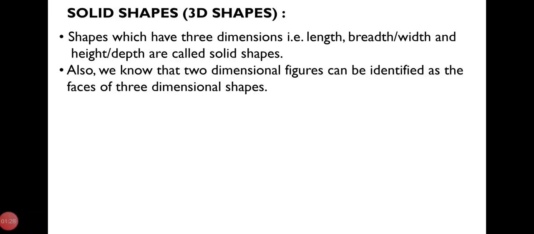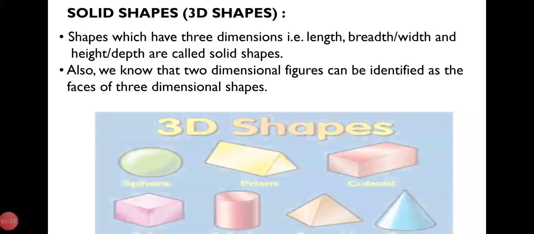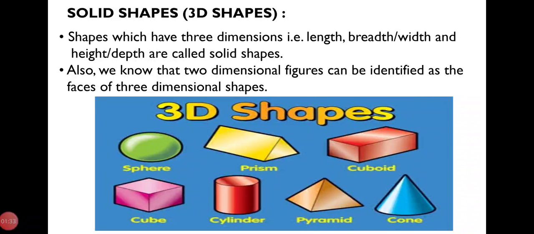Let us see some examples of 3D shapes. You can say solid shapes, that is a sphere, prism, cuboid, cube, cylinder, pyramid, cone. These are all different solid shapes. In our syllabus, we will learn the areas related to 3 solid shapes, that is cuboid, cube and cylinder. So first, let's see regarding cuboid.